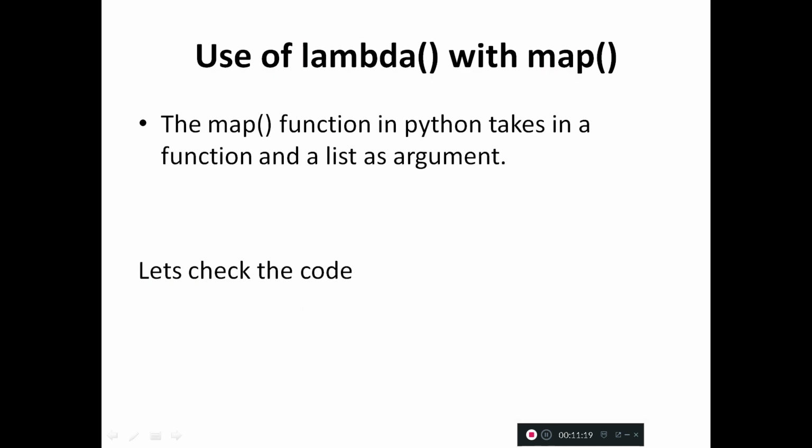Next, lambda with the map function. The map function in Python takes in a function and a list as arguments. The function is called with a lambda function and a list, and a new list is returned which contains all the lambda modified items returned by that function for each item. Let's try an example of lambda with map.